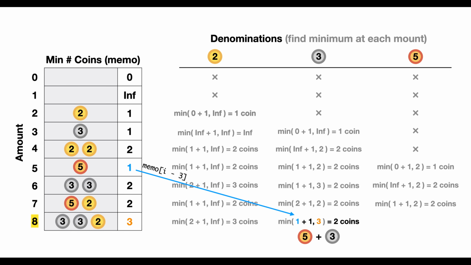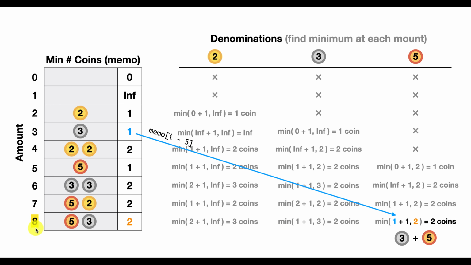Then we do 8 minus 3 for the 3 denomination. This gets us back to 5. The minimum number of coins to get to 5 was 1. We're adding 1 additional coin to that, so 1 plus 1 is 2. The minimum of 2 and 3 is 2 coins. This is a new minimum. So now we store that as the solution to this subproblem.